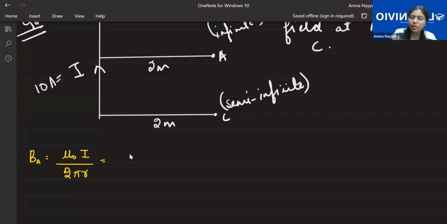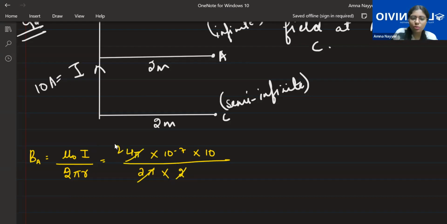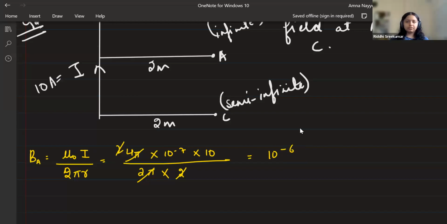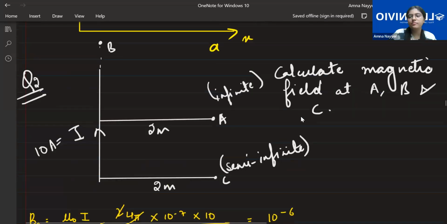Now mu naught, what's the value of mu naught? It's 4 pi into 10 to the power minus 7. Current is 10 ampere. This is 2 pi into this is 2. So 2 will be cancelled, pi in the denominator will be cancelled. And this becomes 10 to the power minus 6. Now, direction.